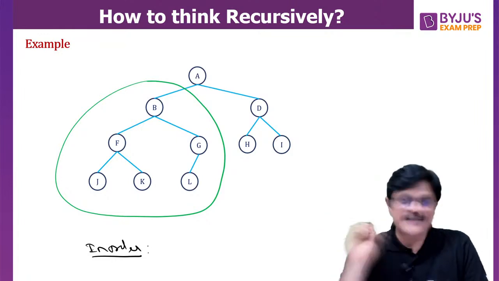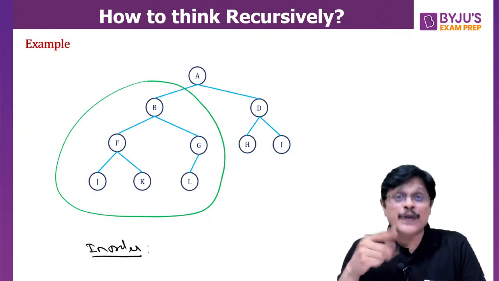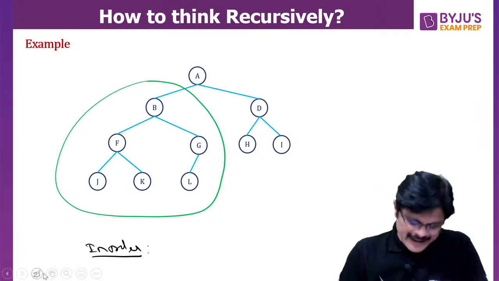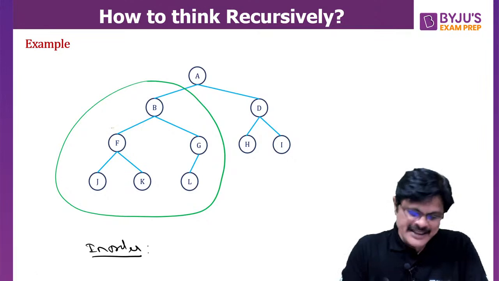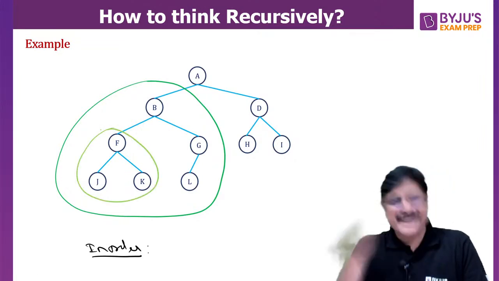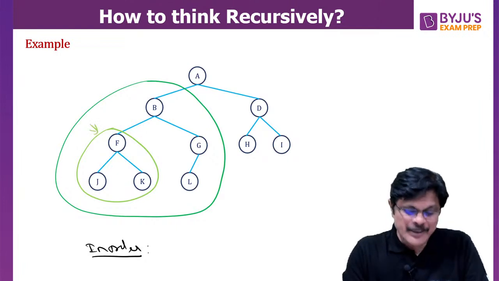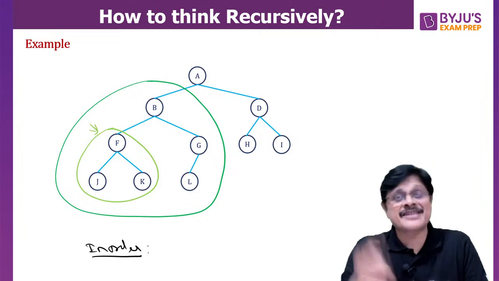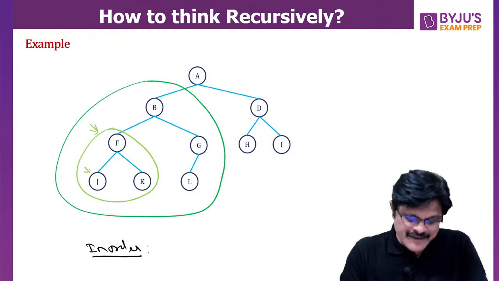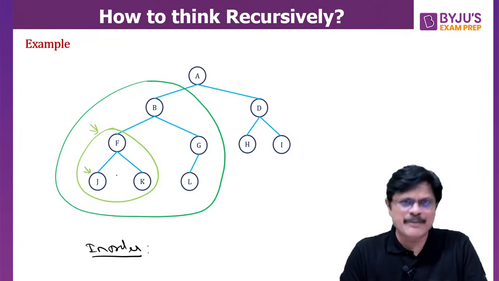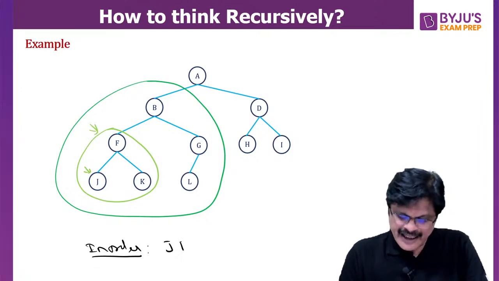Okay, so first the left subtree. Again, the left subtree needs to be traversed recursively in order. In order means whatever left subtree is there has to be traversed first, then the root, then the right subtree. So here this left subtree needs to be traversed first, and here again this has to be traversed in order. In order means first left subtree, then the root, then right subtree. For this, because it is a simple one, directly you can write J, F.